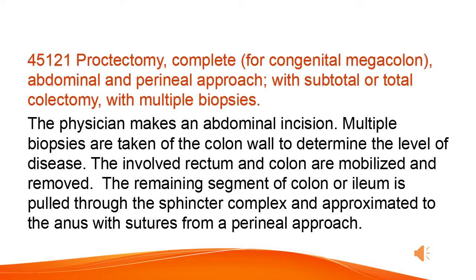Proctectomy, complete, for congenital megacolon, abdominal and perineal approach, with subtotal or total colectomy, with multiple biopsies. The physician makes an abdominal incision. Multiple biopsies are taken of the colon wall to determine the level of disease. The involved rectum and colon are mobilized and removed. The remaining segment of colon or ileum is pulled through the sphincter complex and approximated to the anus with sutures from a perineal approach.